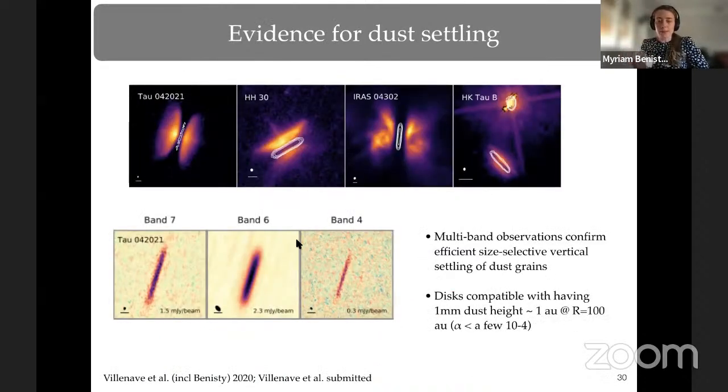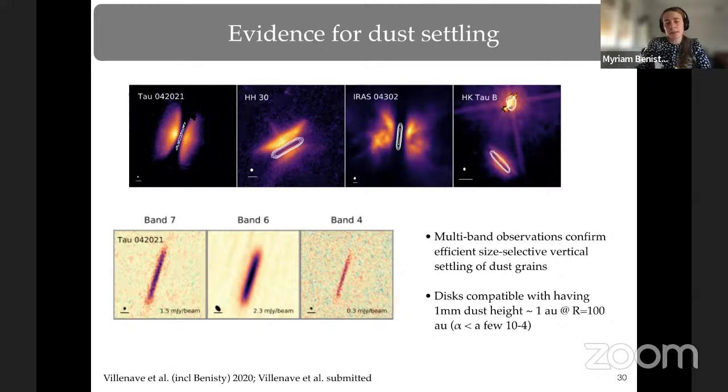So one of the things that this synergy tells us is that there is evidence for dust grains settling towards the midplane. And that's something that we need to form planetesimals, because we need to have this dense region of the disk where grains can grow to planetesimals.